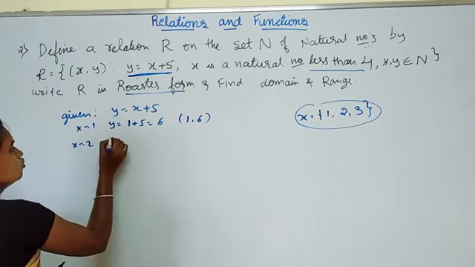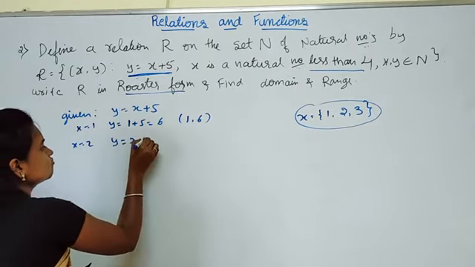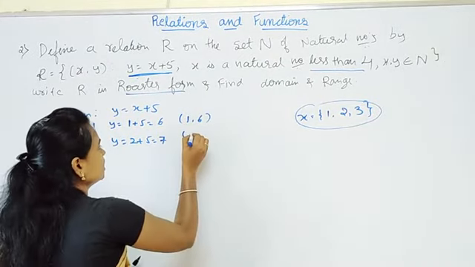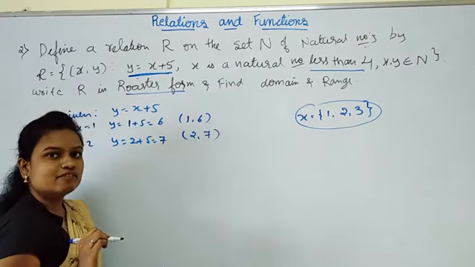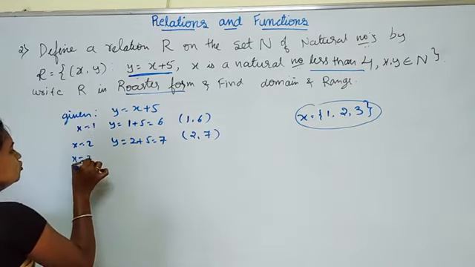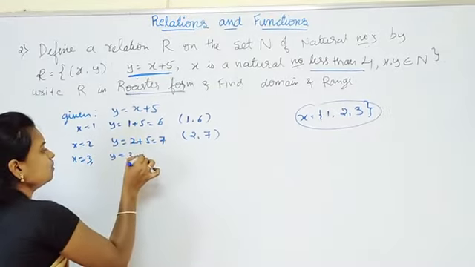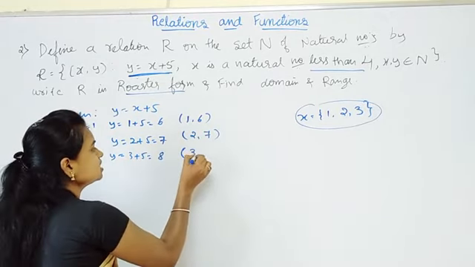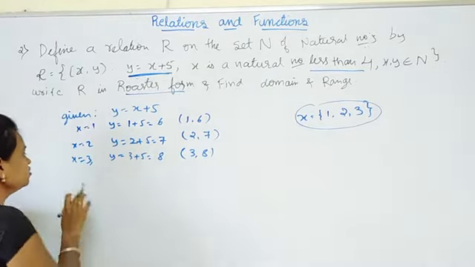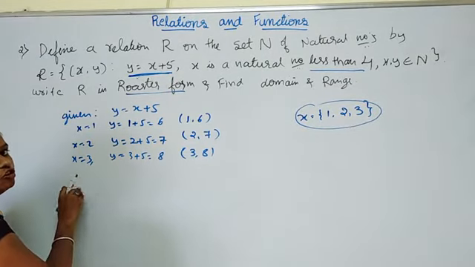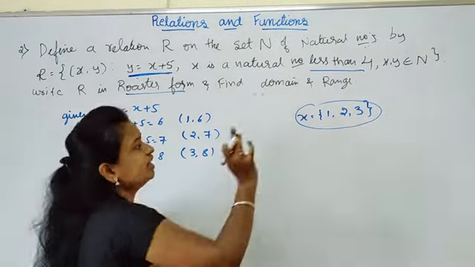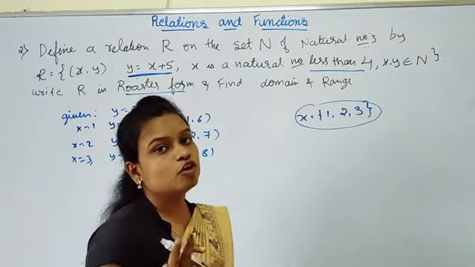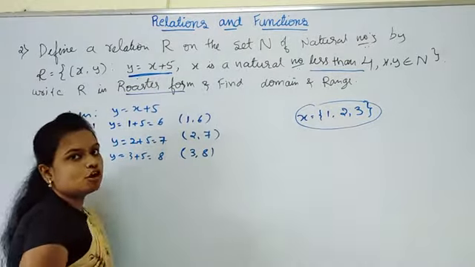If x is equal to 2, y is equal to 2 plus 5, so it becomes 7, and the ordered pair becomes 2 comma 7. If x is equal to 3, y becomes 3 plus 5, which is 8. So the ordered pair is 3 comma 8. We cannot take x equal to 4, because they said that x is a natural number less than 4. So we have to stop here.